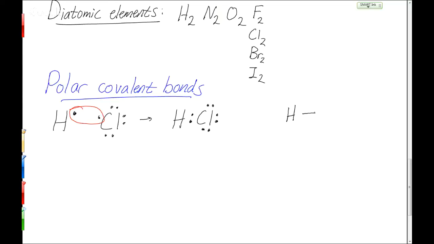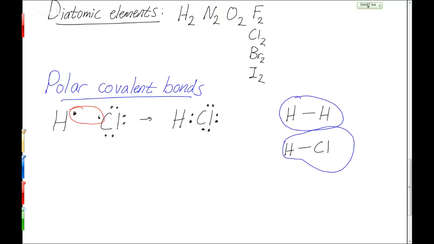So if we were to draw a comparison here, hydrogen's covalent bond versus chlorine's covalent bond. Hydrogen's covalent bond, kind of the electrons hang around both hydrogens equally. HCl's covalent bond looks more like this. So the electrons spend much more time around chlorine. Chlorine pulls the electrons toward it. And that makes for an uneven sharing of electrons.